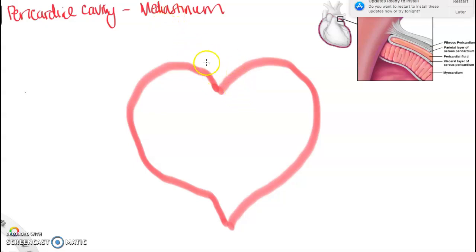So the heart, we know that we have serous membranes in the pericardial cavity, right? And the visceral part of the serous membrane is covering the heart itself.